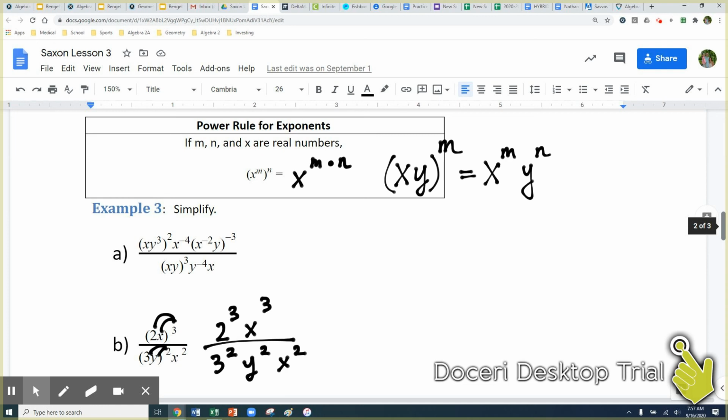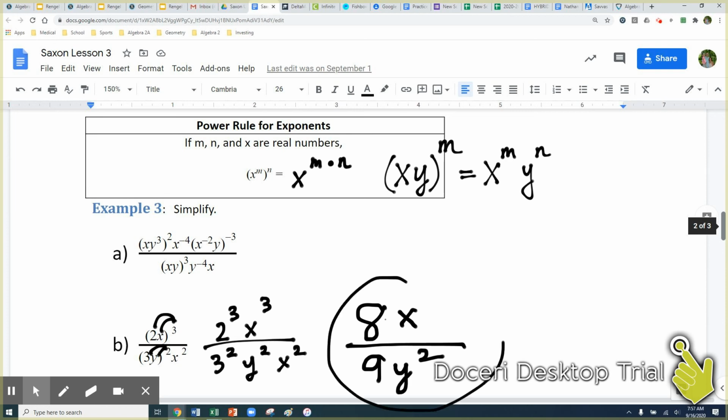Then we can continue. 2 to the third power is going to be 8. I've got an x to the third in the numerator, x squared in the denominator. That's going to leave me with an x. And then lastly, I've got a 9y squared down in my denominator. So those x's are going to cancel out, and we're left with 1 left in the numerator. So we'll leave it right there.